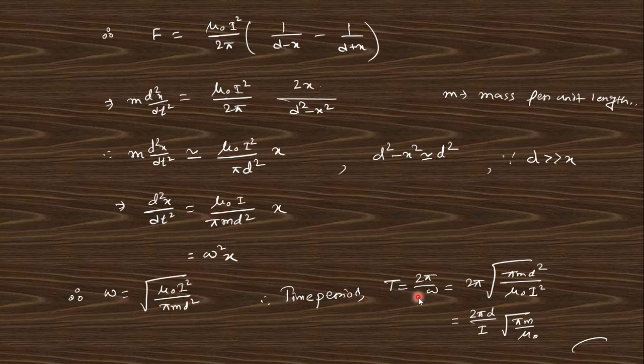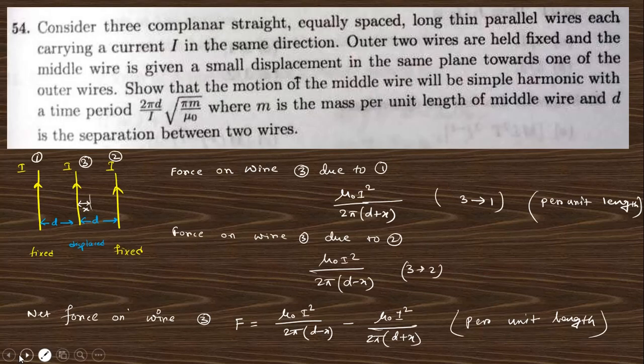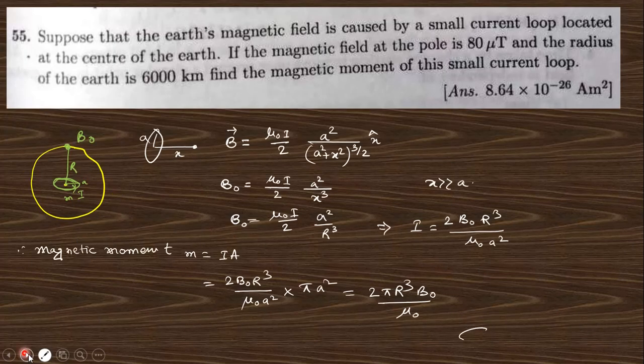So the time period is 2π by ω. Put this value of ω, and you will get this time period. Clear? Very simple. Go to the next one.